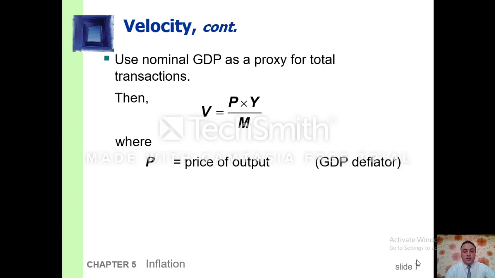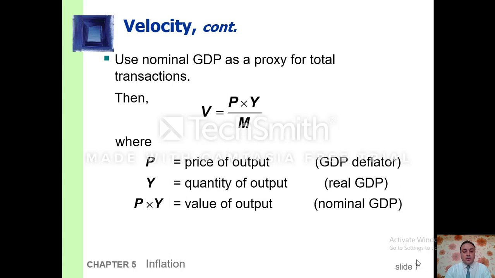So P is for price of output, the GDP according to the GDP deflator. Y is the quantity of the output, the real GDP. So if we multiply the quantity of the output by the price of the output, now we will get the nominal GDP. So P multiplied by Y is the value of the output, the quantity of output multiplied by the price of this output. This is called the nominal GDP or the value of the output.